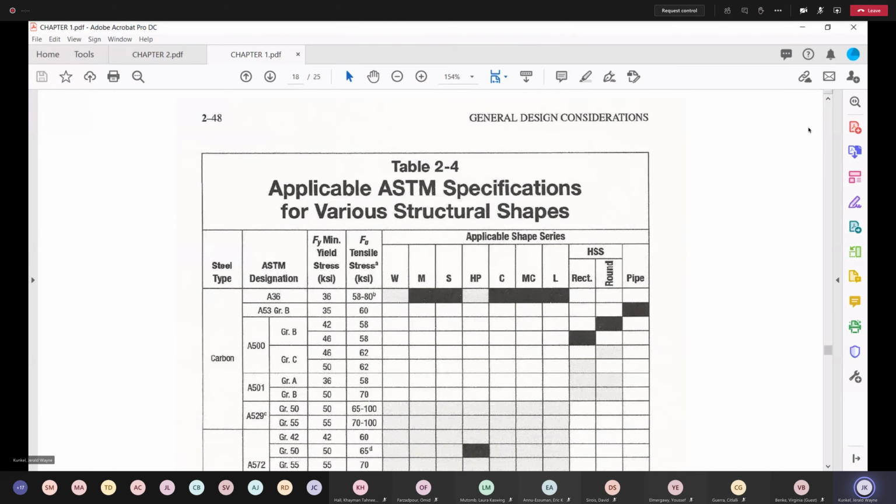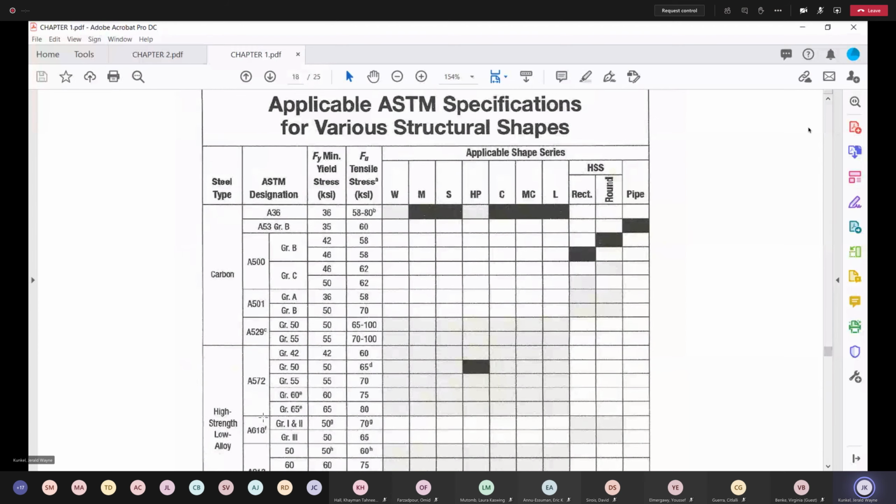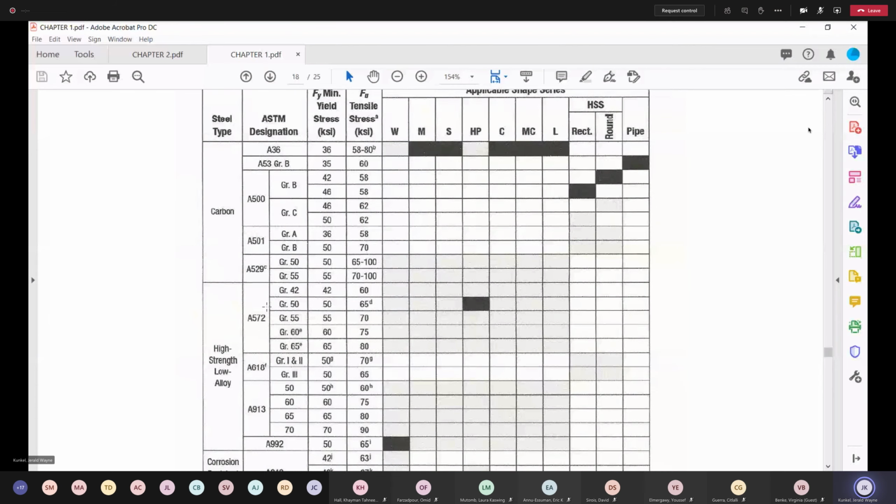Okay, here's table 2-4. So the steel that we're going to be using typically as we look at the wide flange sections on table 2-4, the A572 is high strength steel. So there's A572, and it says we're using A572 grade 50. So A572 grade 50, F sub y is 50 KSI, and F sub u is 65 KSI.